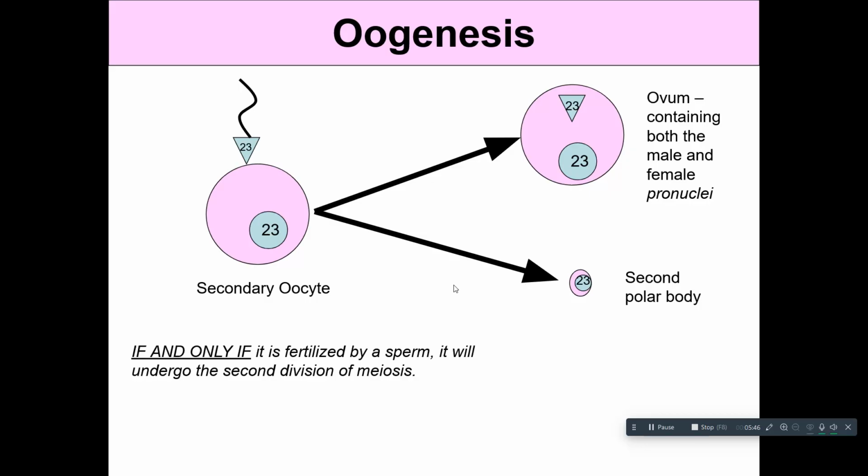And then secondary oocytes only go on to become ova, which are the gametes, if fertilization occurs. So contrast that with the guy. The guy makes trillions of sperm cells, the male gamete.